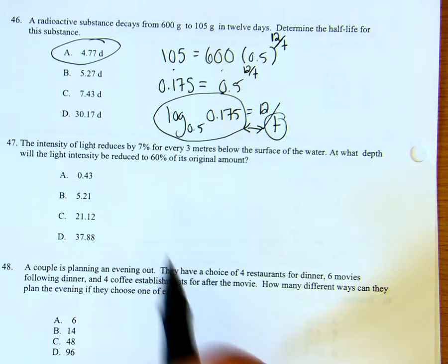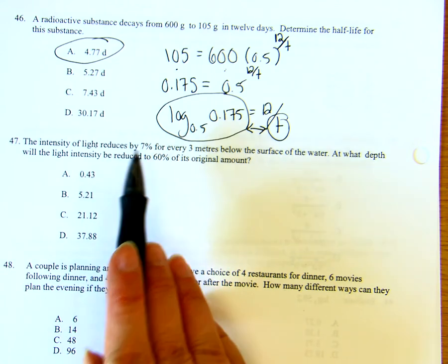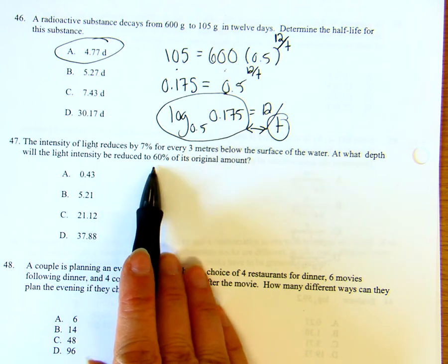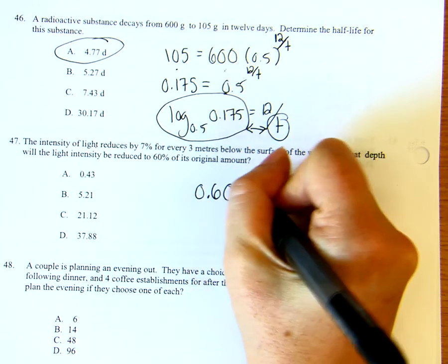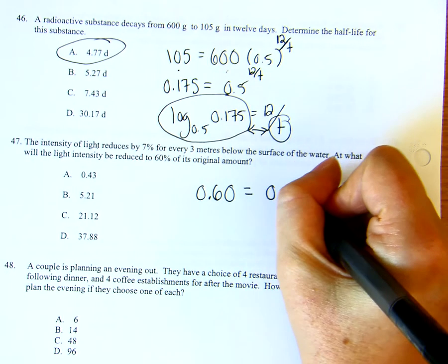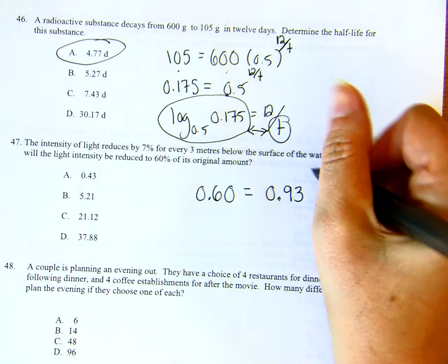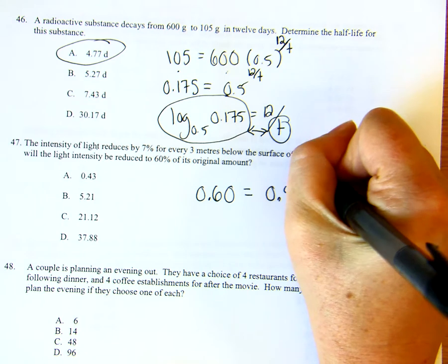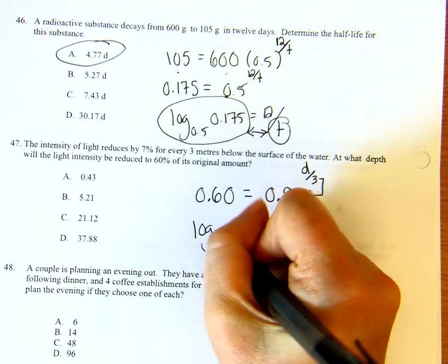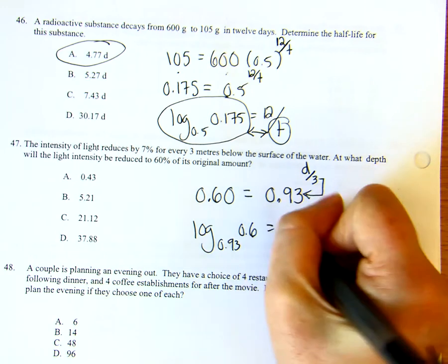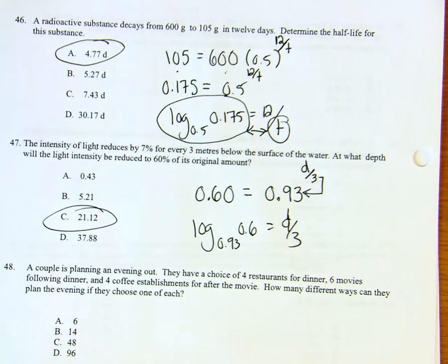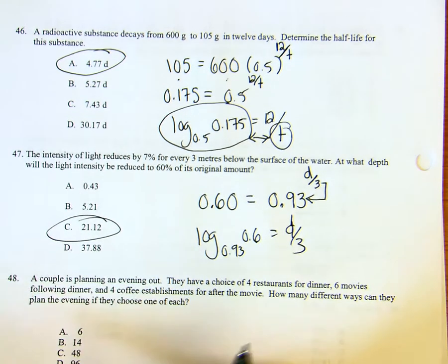Question number 47 says the intensity of light reduces by 7% for every 3 meters. And at what depth will it be reduced to 60%? So we're going to go down to 60%. We're reducing by 7%, so our rate is 0.93 every 3 meters. I'm using D for depth. So log base 0.93 of 0.6, you're going to have to plug this into your calculator and then multiply by 3. Correct answer, 21.12.